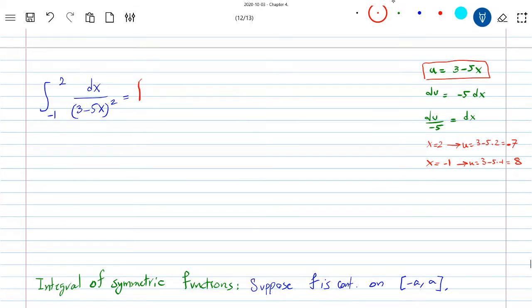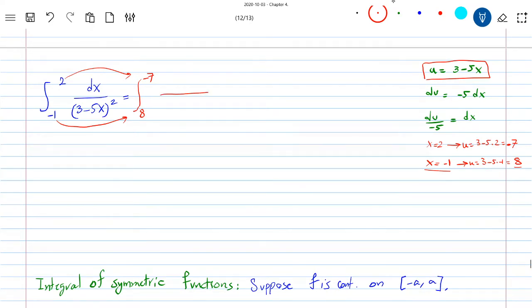The integral will change to, again, I'll update the boundary because I'm using a new variable. The values correspond to each other. The lower bound becomes 8, and the upper bound becomes negative 7. You do not need to change the order. Corresponding to 2, we got negative 7. Corresponding to negative 1, we got the boundary to be 8.